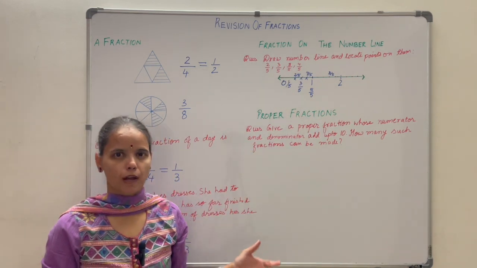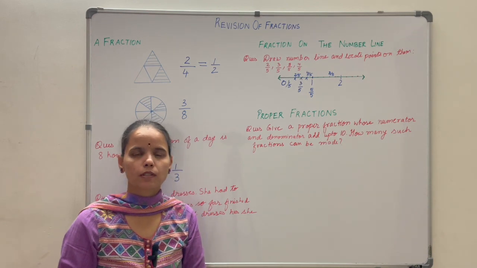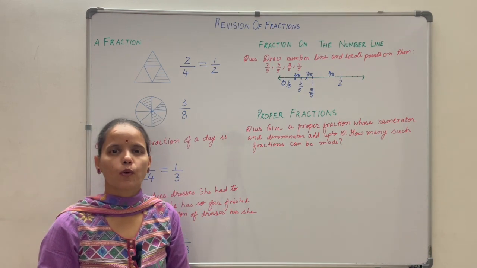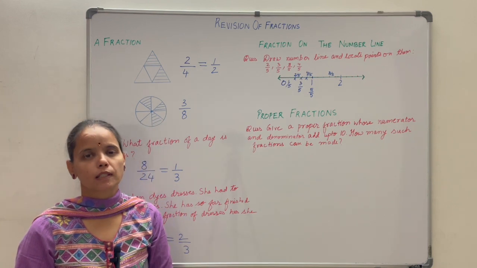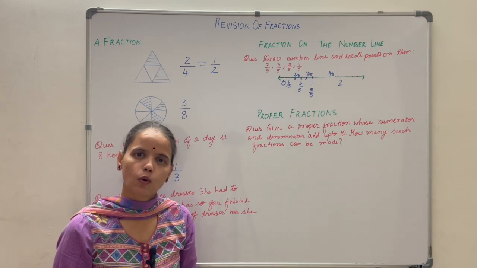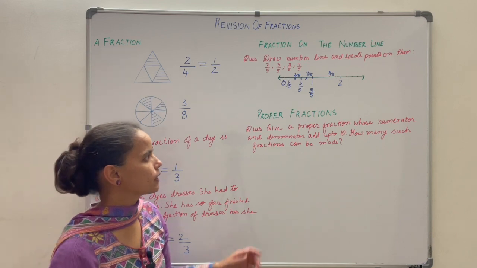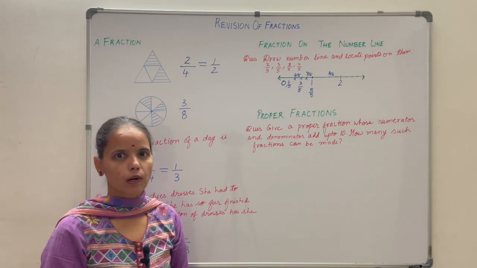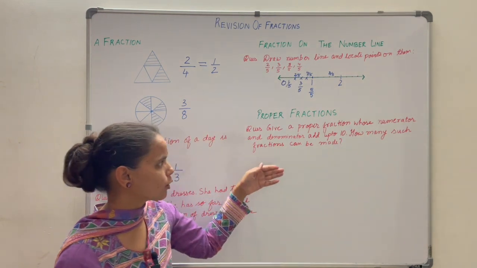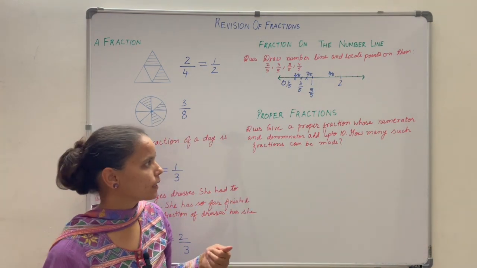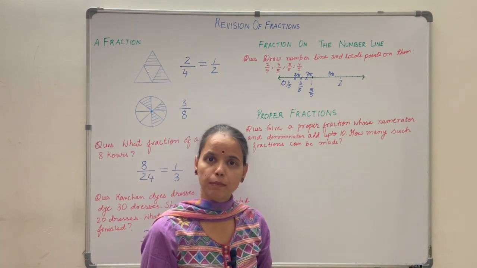Now, proper fractions. Proper fractions are the fractions where the numerator is lesser than the denominator. It's a part of a whole. So let us take this example to understand. Give a proper fraction whose numerator and denominator add up to 10. How many such fractions can be made?